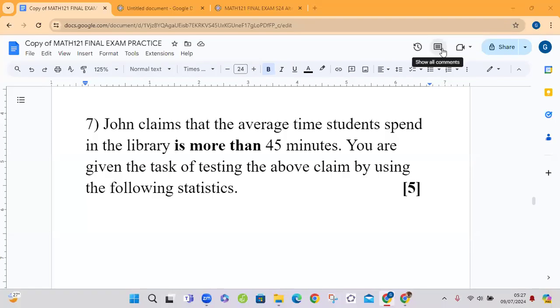In this video, we are going to discuss number 7. It begins by saying John claims that the average time students spend in the library is more than 45 minutes. So that is a claim right here. That's a hypothesis that the average is more than 45 minutes. So you are given the task of testing the above claim by using the following statistics.